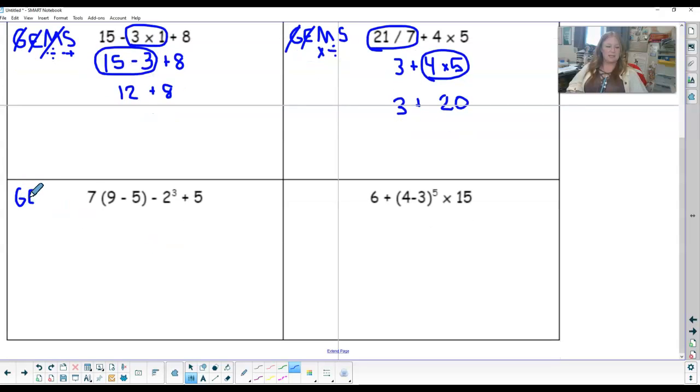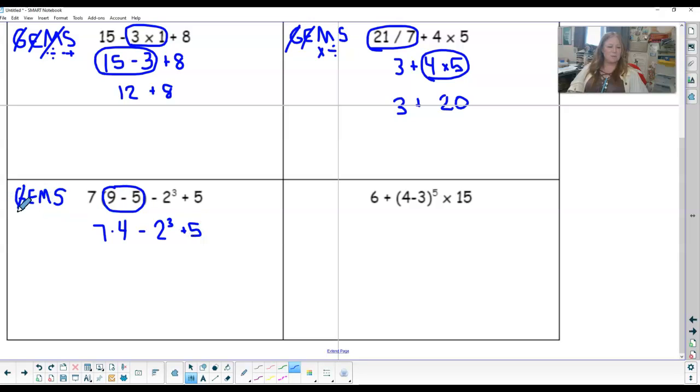Okay, we are writing down gems. Groups. Yes, yay, we have a group. Okay, so 9 minus 5 is first. So there's 4. 7 times 4. So when you see a number right in front of the parentheses with nothing there, that's saying I have 7 of these. There's 7 of them. Or timesing. 7 times 4 minus 2 to the third plus 5.